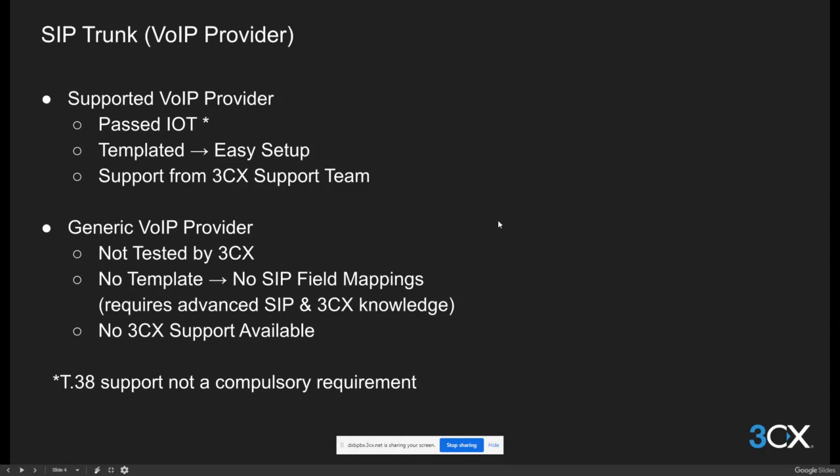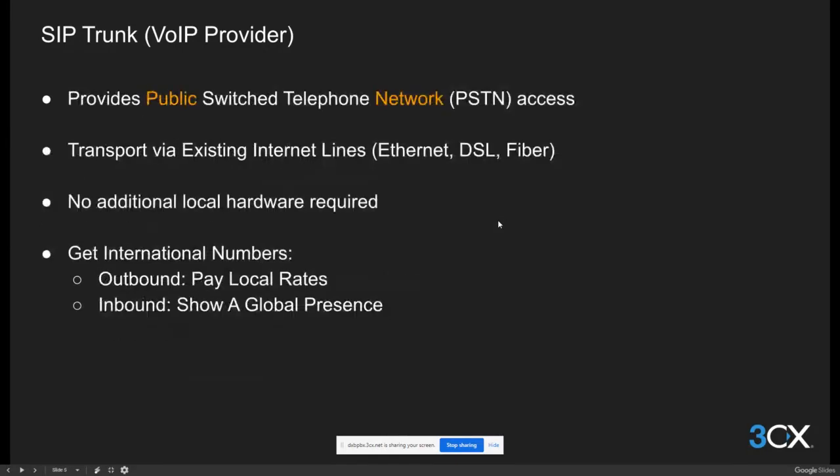But if it is a generic VoIP provider, it is not tested with 3.6 and no template is present. You have to configure all the SIP fields manually, and no 3.6 support is available. So always use the recommended 3.6 supported SIP trunk providers.